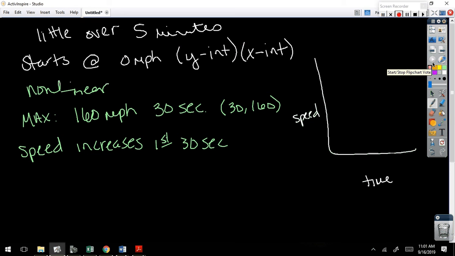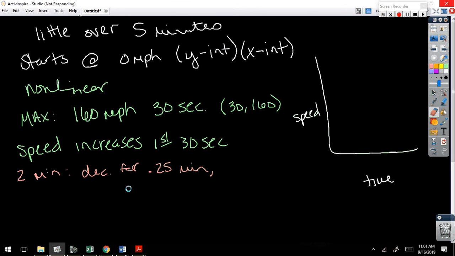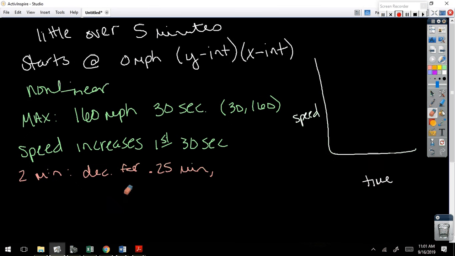At the 2 minute mark, Jose decreases his speed for 0.25 minutes. Nope. This print, I told y'all, is so little. At the 2 minute mark, he decreases for 0.25 minutes. Then he stays at 100 miles per hour for 2.75 minutes.